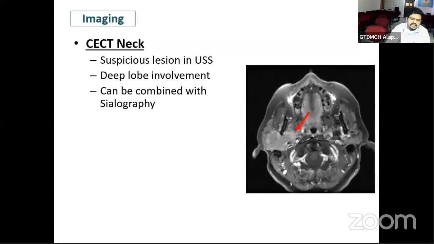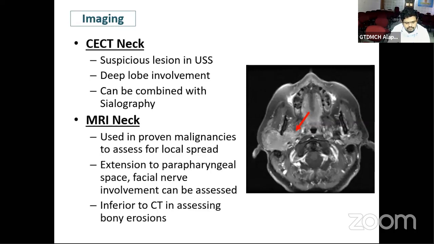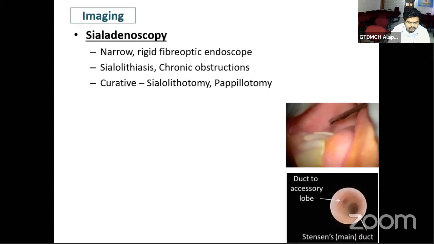Next is CT neck. When there is a malignancy with infiltration to bone or muscle and deep lobe involvement, we need CT neck. Okay. MRI we usually use when we have initially done a parotid surgery and after 10 years the patient complains of parotid swelling. We can assess local spread more effectively. Okay. It's for sialolithiasis.